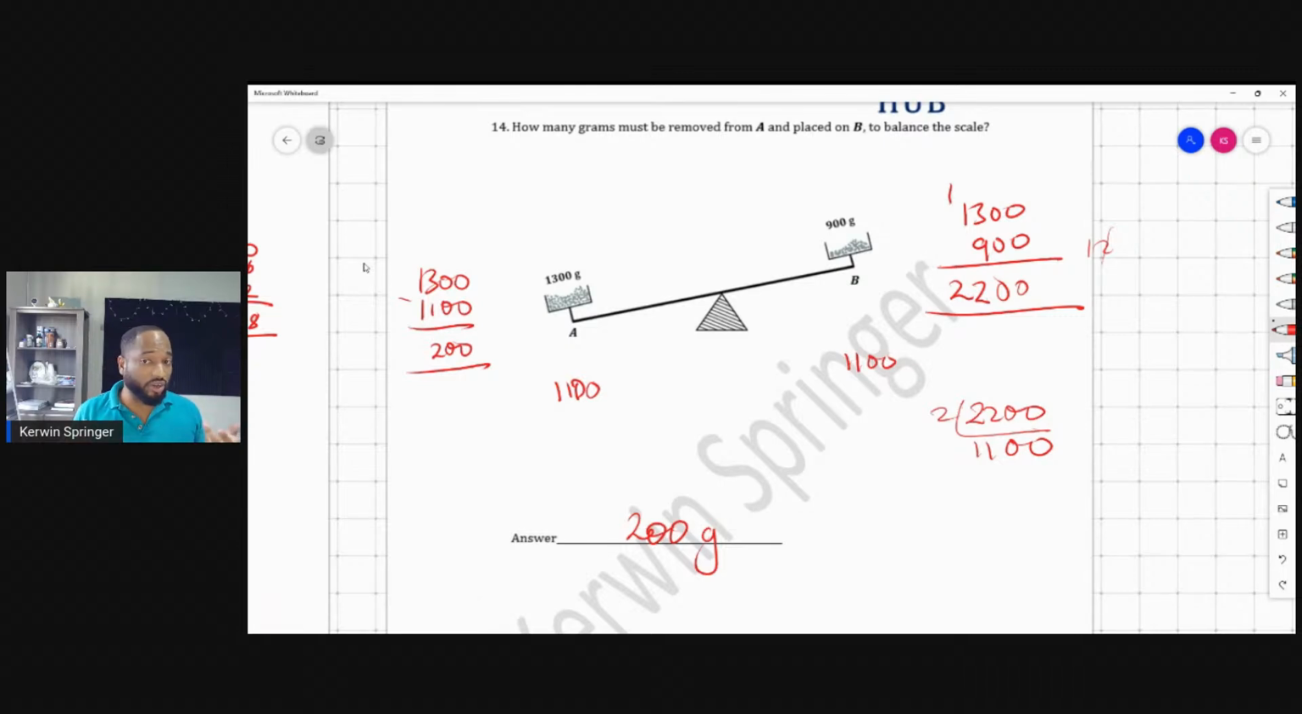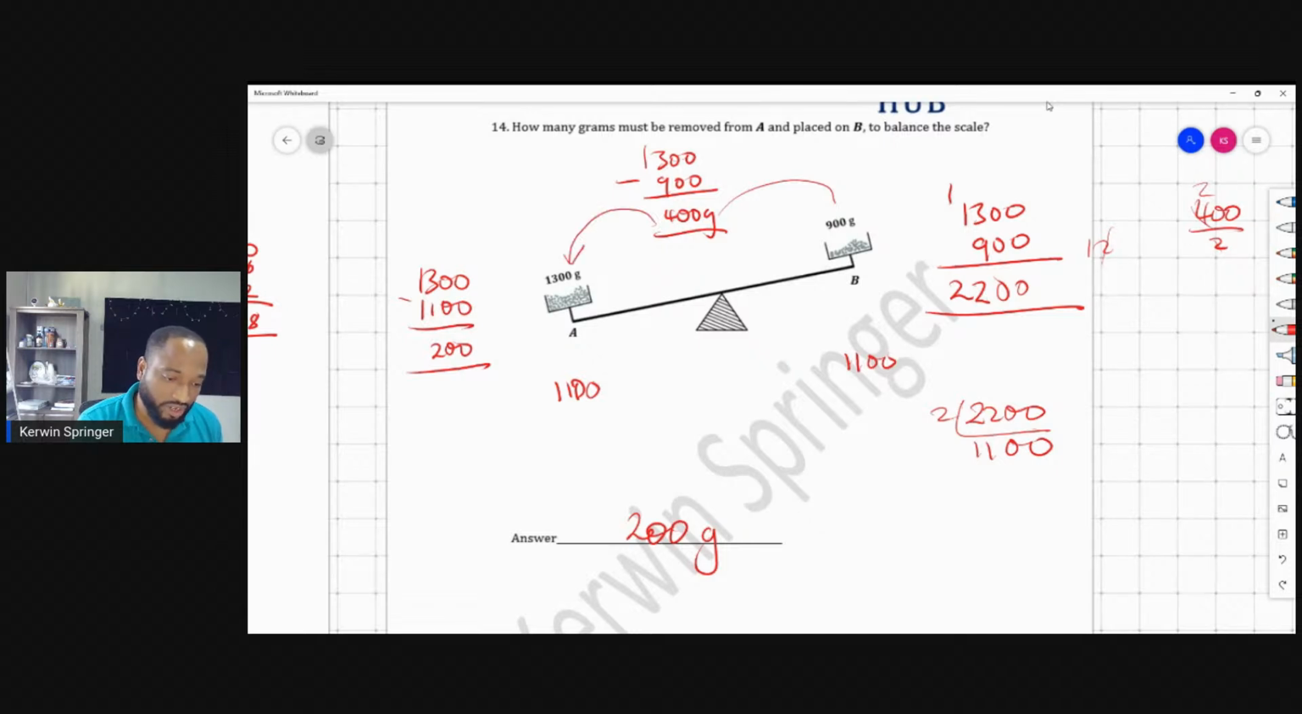There's another way you can do it. You can realize that the difference between the two of them is 400 grams. So if there's a 400 difference, we need to balance it. It means only half of this needs to be sent there. So half of 400 is, of course, 200 must be sent this way, and 200 would remain there. So this loses 200, it becomes 1100. This gets 200, it becomes 1100, and it balances.